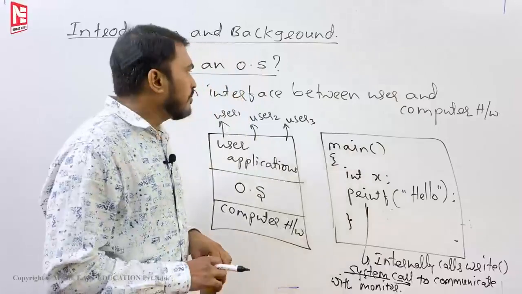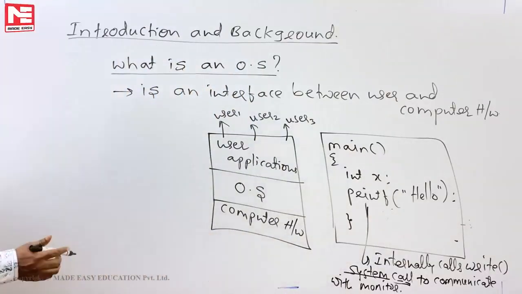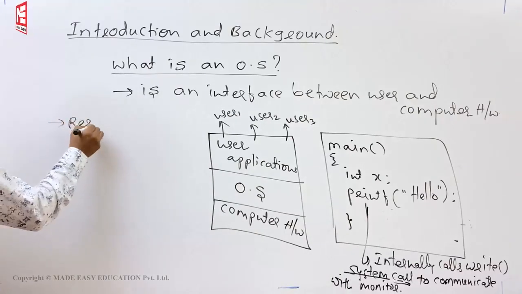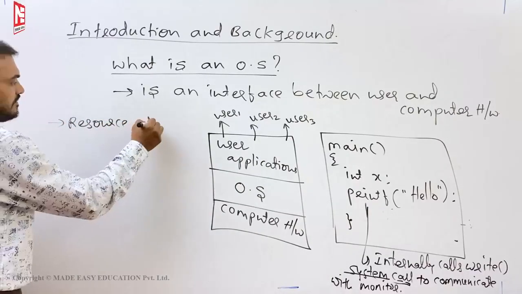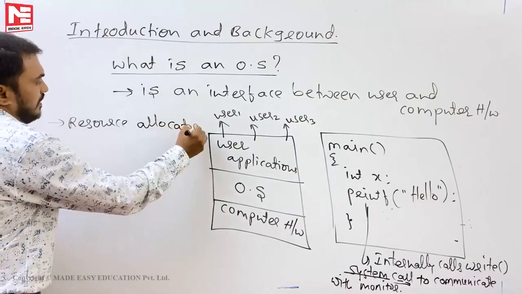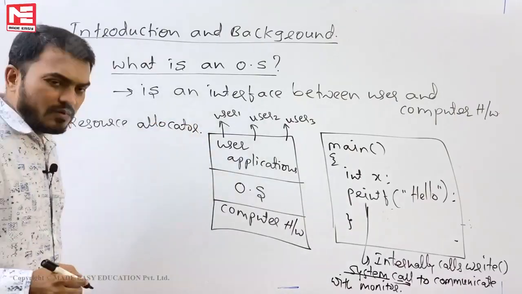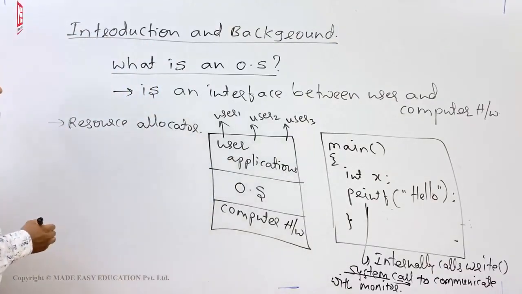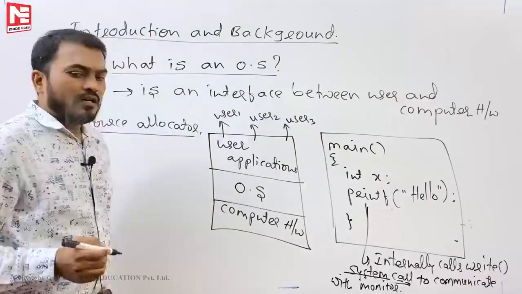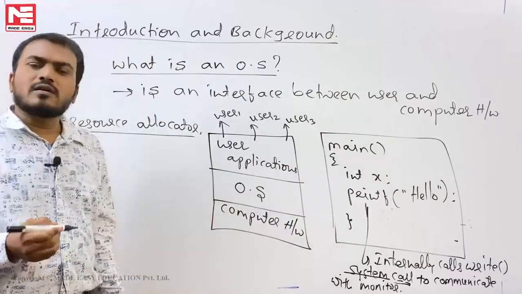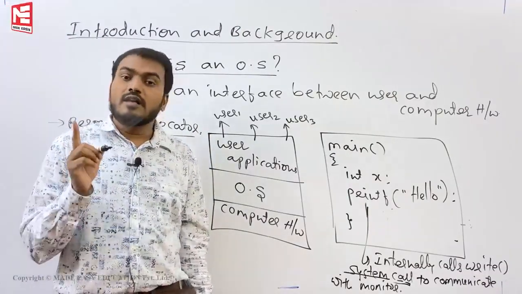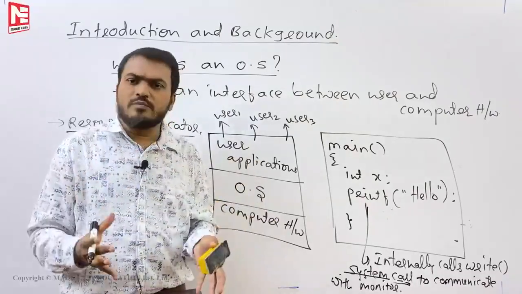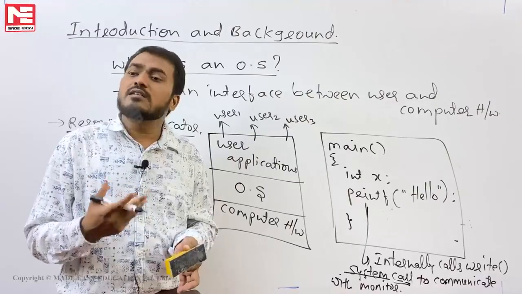And the next definition, make a note of it. Operating system is also called as resource allocator. It means what? Understand here. Operating system is also called a resource allocator because it is responsible for allocating the resources of a computer. Whatever resources we have in the computer, the operating system is responsible for allocating them.